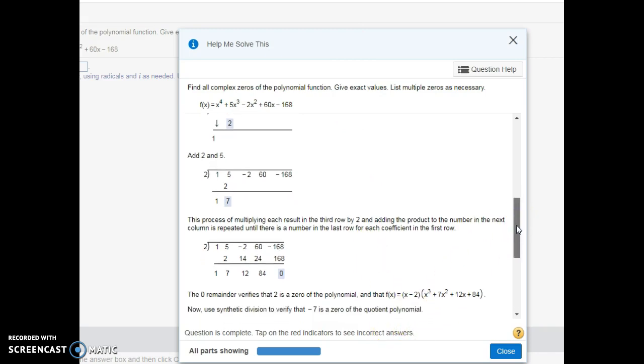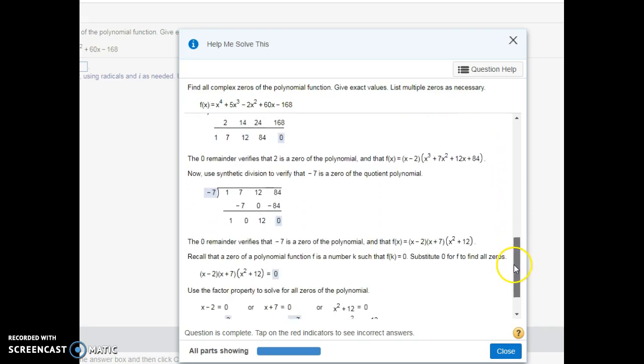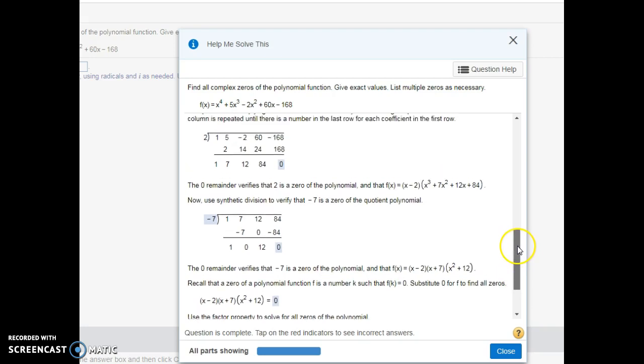Alright, so you could do the same thing with a -7, and it would again come out with a remainder of 0. So what that gives us then is a way to factor down this polynomial to find the complex ones. And we actually do need to use -7. So I don't want to skip a step here.